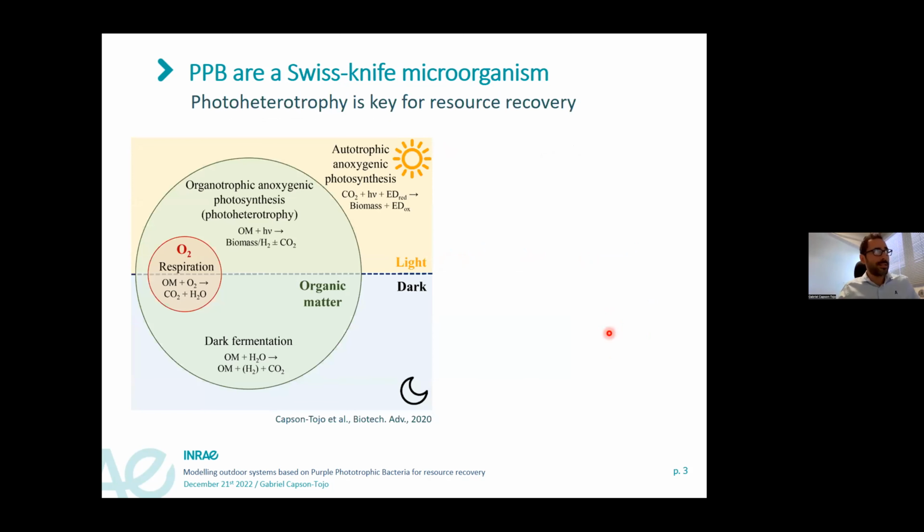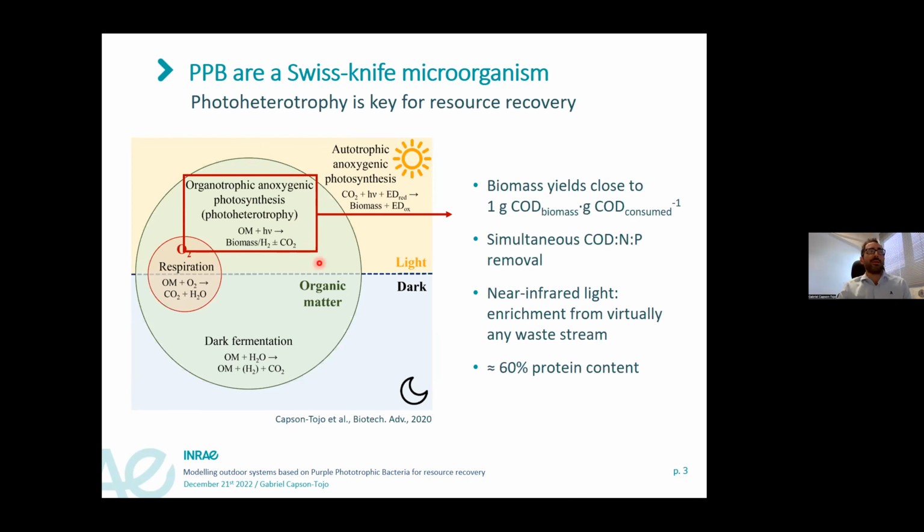So why are we interested in PPB for resource recovery? PPB are among the most versatile microorganisms on Earth regarding their metabolism. And in terms of resource recovery, this phototrophic growth is what interests us the most. Basically, in this process, they are able to use organic matter as carbon and electron source and light as energy source. And we are interested in this because it allows biomass yields close to 1 gram COD per gram COD consumed, which is always interesting if you want to recover organic matter and energy.